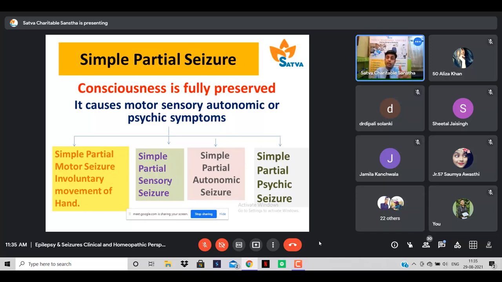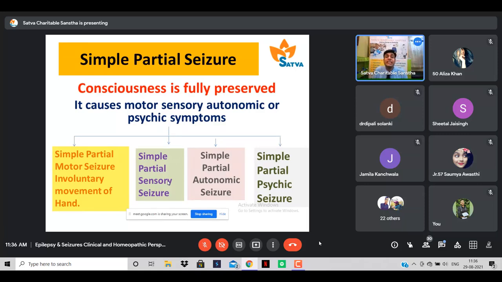And there are some simple partial seizures where there is a psychic abnormality, where suddenly the person behaves, goes into his own world or starts imagining something, or the person is lost. There is something called deja vu, where they start perceiving things as if they have seen it earlier. They start feeling, okay, as if I have seen this earlier also.